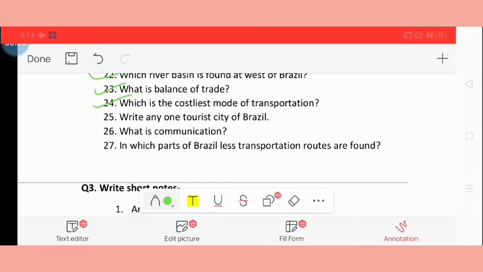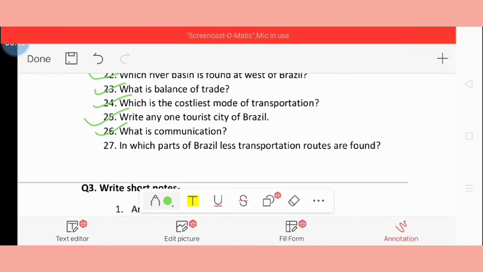Next, 26th number question. What is communication? So communication is an art of exchanging ideas, facts and information, etc.